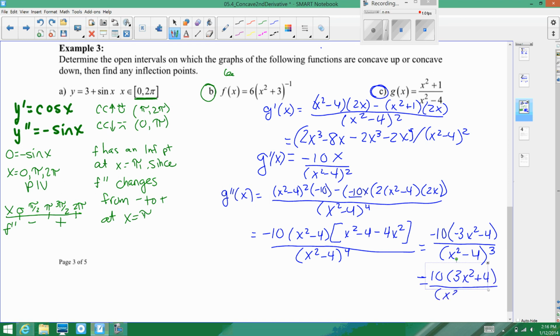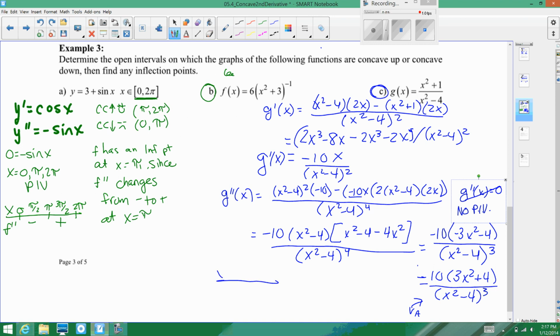All right, so the only places that our second derivative is undefined would be at our vertical asymptotes. Okay, negative 2 and 2. On the other hand, if we look at our numerator, where is g double prime of x equal to 0? Well, this part's always going to be positive, so it's not equal to 0. So we have no possible inflection values. All right, but that doesn't mean that we can't be concave up, concave down, whatever.